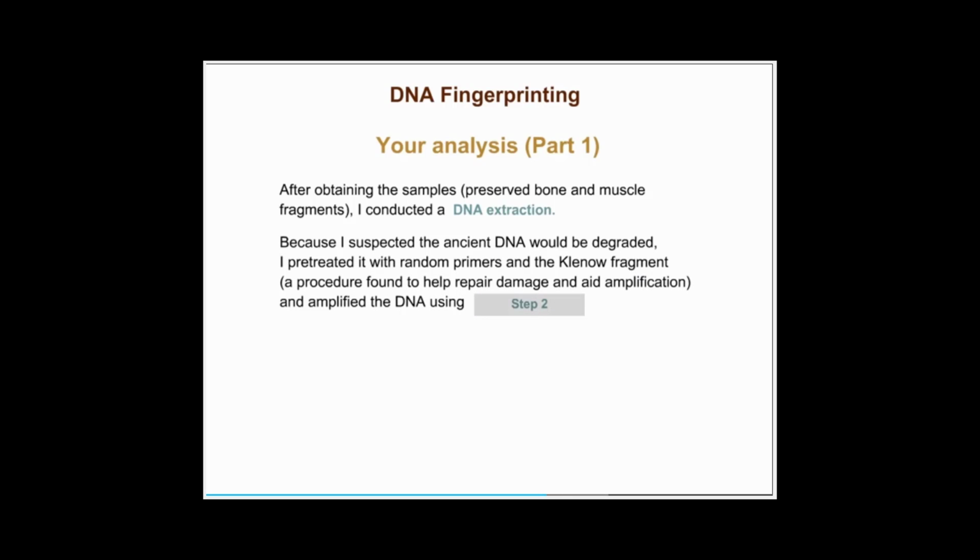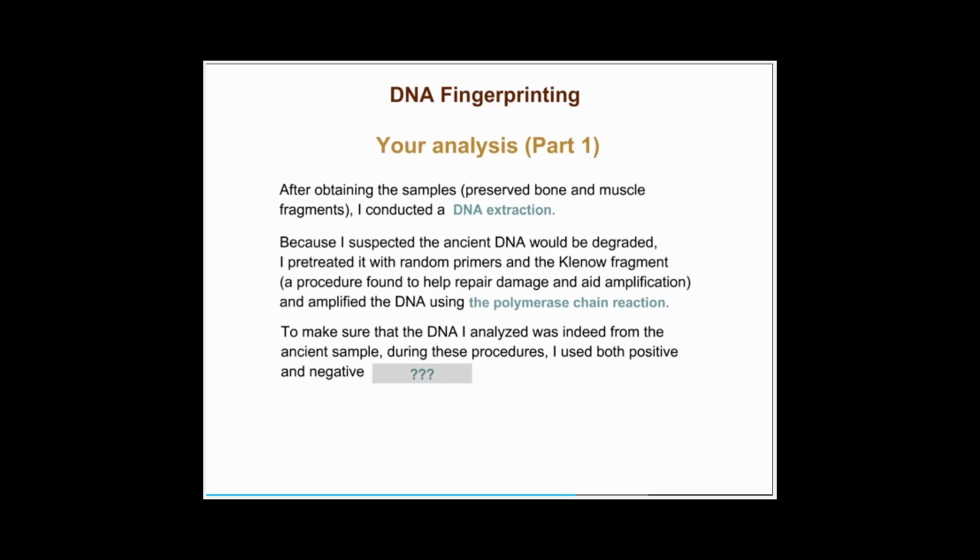Because you suspected the ancient DNA would be degraded, you pre-treated it with random primers and the Klenow fragment, a procedure found to help repair damage and aid amplification, and amplified the DNA using polymerase chain reaction, which is a technique that allows you to rapidly create many copies of the DNA. Random priming will allow you to amplify all the DNA rather than a specific fragment.